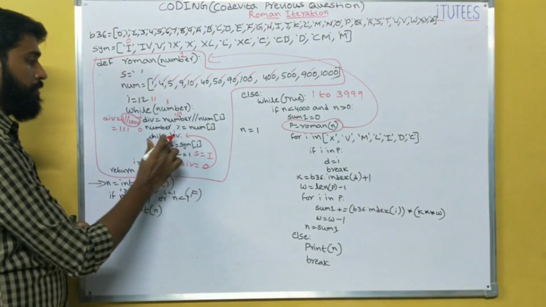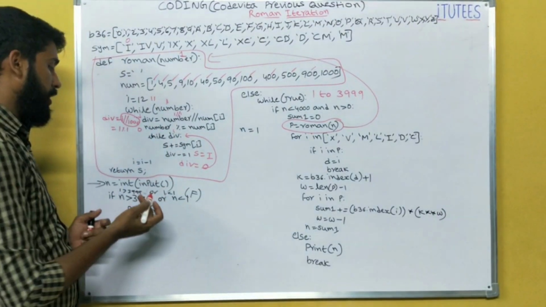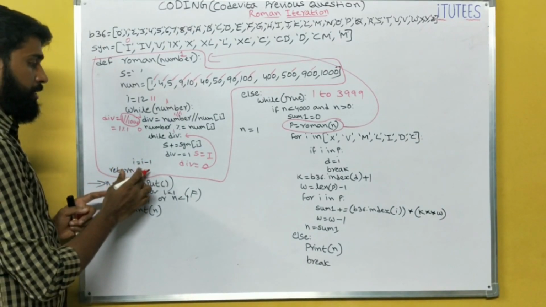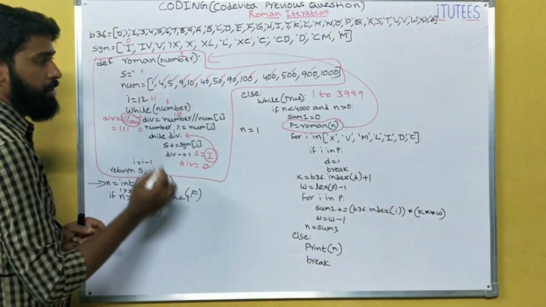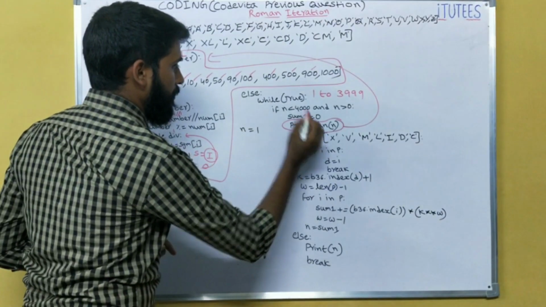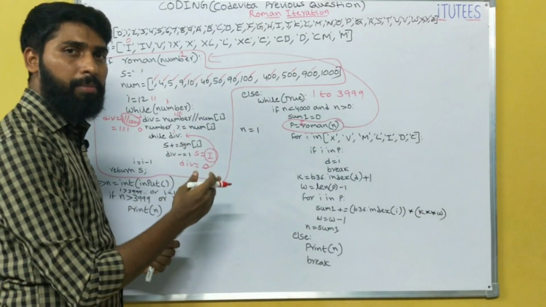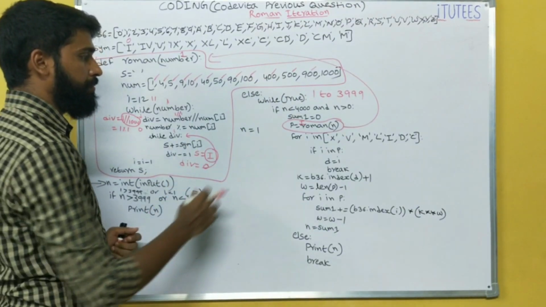Next it goes to here. While 0, it is false. I equals I minus 1, it becomes 0. Return S. What is the S? I. So this is how we can convert a normal number into the Roman number.